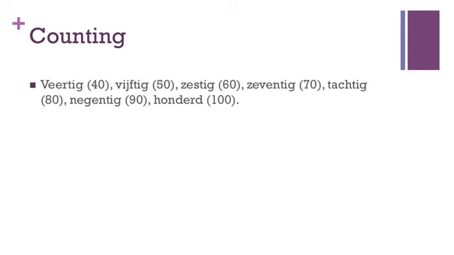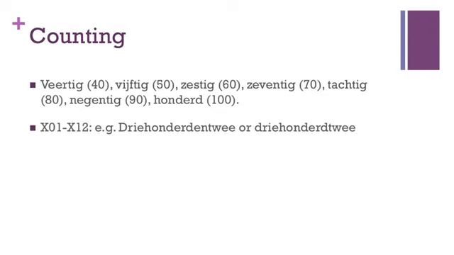The 1 comes after the 40. From 100 to 112, or from the multiplications of 100, like 300 here, it's a little tricky. You can choose either to put an N in between or not. So you can say both 302 and 302. From 113 on, we can't write an N in between.